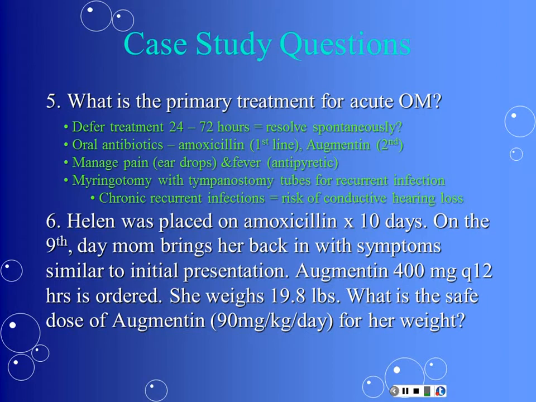So, alright, Helen was given amoxicillin for 10 days. On the 9th day, Mom brought her back because she's presenting the same way, still having issues. So they prescribed Augmentin 400 milligrams every 12 hours, and she weighs about 20 pounds. So what's the safe dose of Augmentin if it's 90 milligrams per kilo per day for her weight?